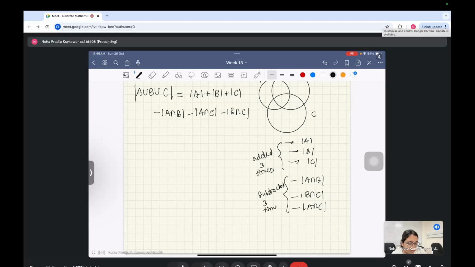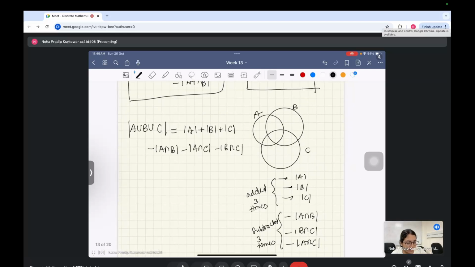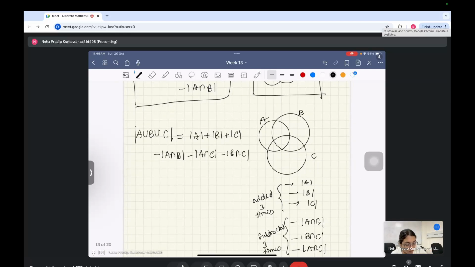So essentially we did not add it at all. We added thrice, we subtracted thrice. But in this entire union, this part never got added. So what I'll do is I'll simply add it into the set. This is nothing but A intersection B intersection C. So this is what you get for three sets.